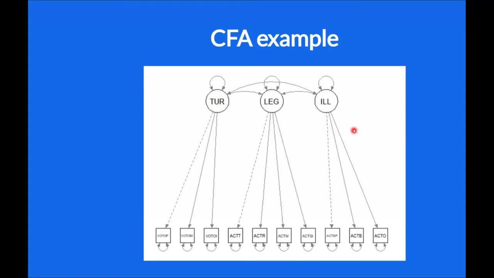Okay, the first is the example of CFA. I will estimate this model. This is the visual representation of the model. It's a three-dimensional model of youth citizen participation. This is turnout, TUR, or voting behavior, or intention to vote, based on three indicators. This is legal activist participation, based on four indicators. And this is illegal activist participation, based on three indicators. This is the hypothetical model that I will test using some data.